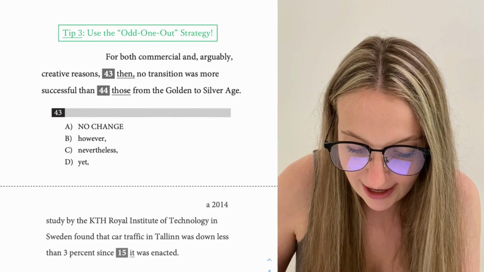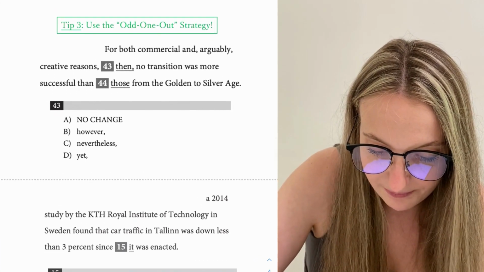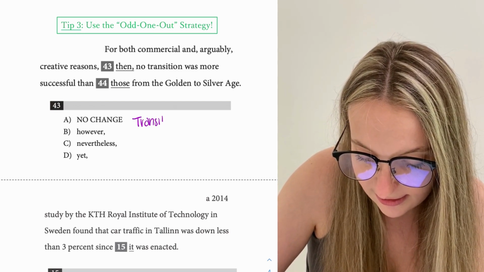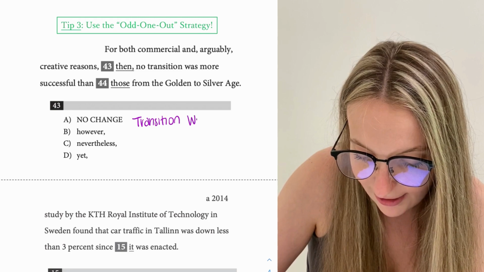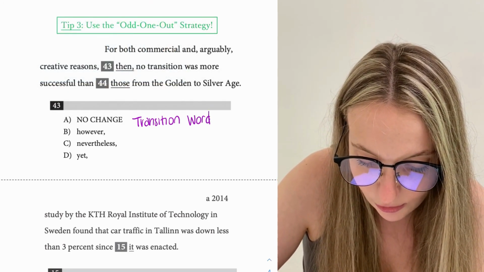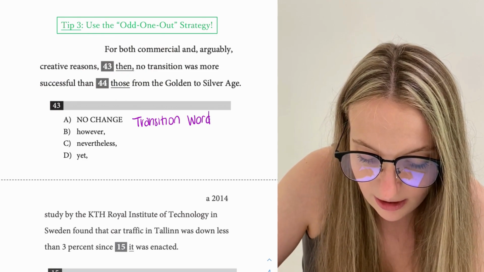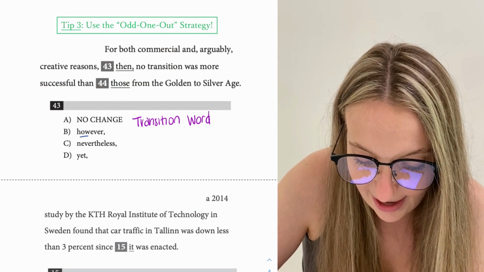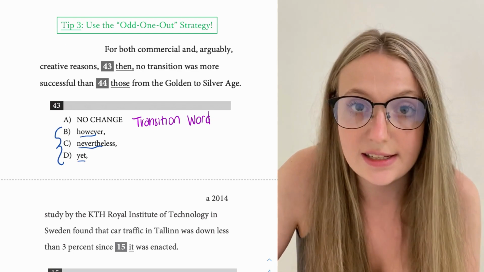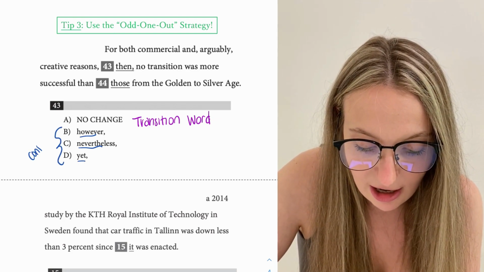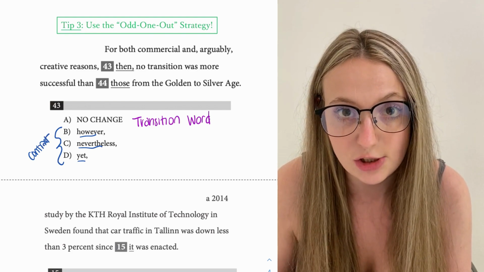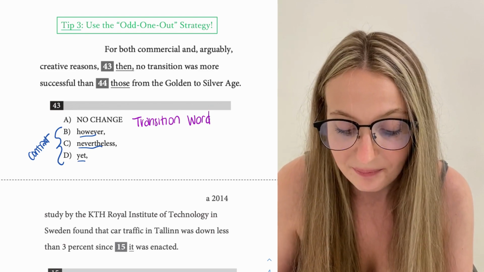Okay, so if we check out question 43, this is basically a transition word question. Let me just write that down. A transition word question. And we can see when we scan through the choices that choice A says then, while B, C, and D say however, nevertheless, and yet. All of these words, B, C, and D, are used as contrast transition words, basically when we're trying to say something oppositional that goes against what we're saying.